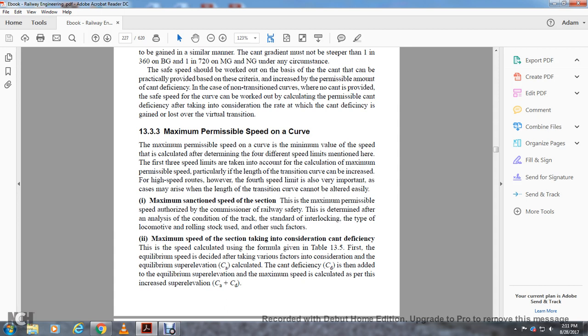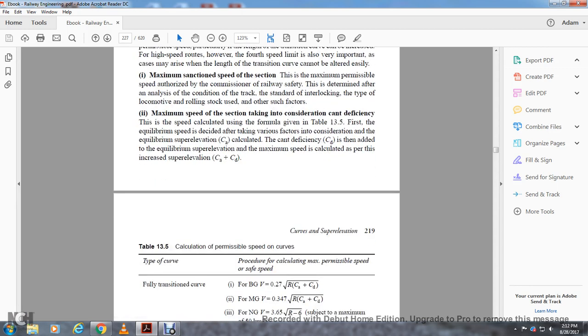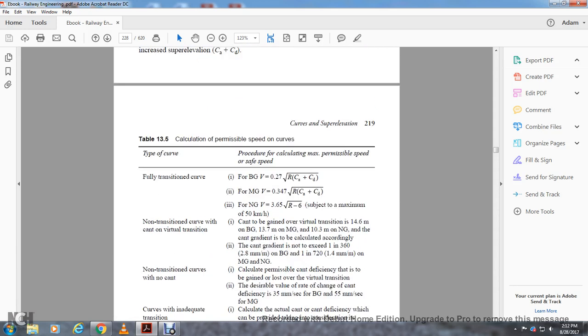1. Maximum sanctioned speed of the section, authorized by the Commissioner of Railway Safety, determined after analysis of the condition of the track, the standard of interlocking, the type of locomotive, the rolling stock used, and other such factors. 2. Maximum speed of the section taking into consideration cant deficiency, speed calculated with the formula given in Table 13.5. First, the equilibrium speed is desired taking the various factors into consideration. The equilibrium superelevation is calculated, cant deficiency is added to the equilibrium superelevation, and maximum speed is calculated as per this increased superelevation, CA plus CD. Calculation of permissible speed of the curves.